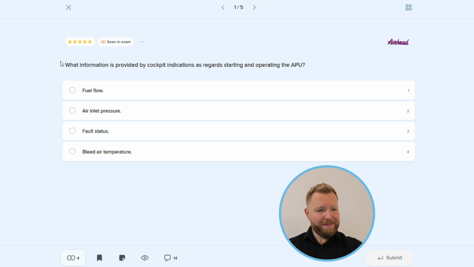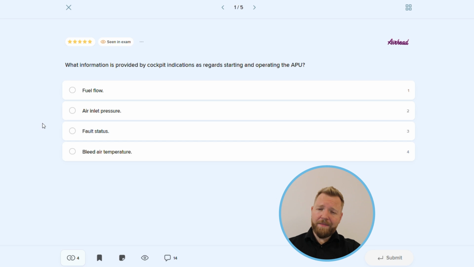Now, question number 1. What information is provided by cockpit indications as regards starting and operating the APU? Fuel flow, air inlet pressure, fault status, or bleed air temperature. So, the APU operation is almost entirely automatic. All we can do as pilots is start it and shut it down. It always operates at 100% N, and we cannot adjust any parameter of operation.